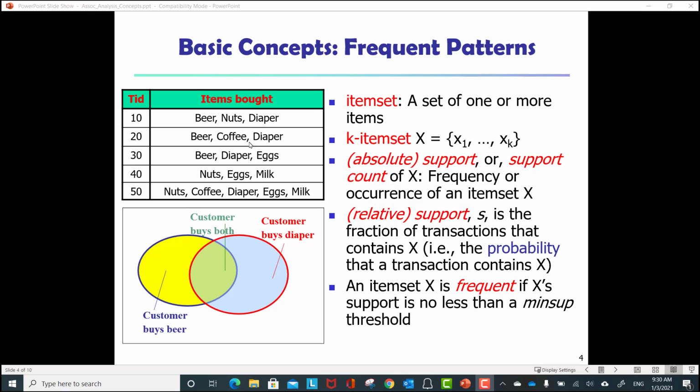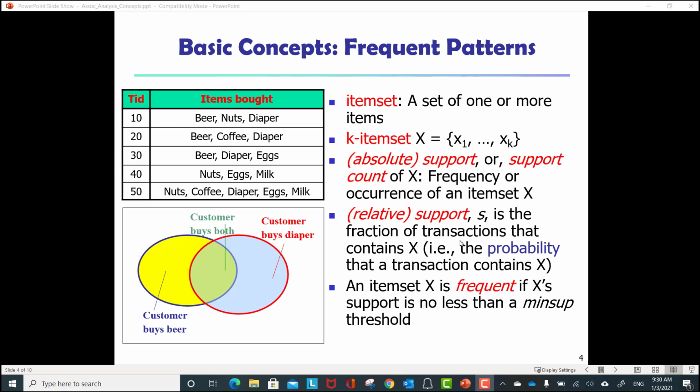Let me give an example. How about beer? One itemset of beer. So how many times did this occur? One, two, three. Three, right? So the absolute support for the one itemset beer is 3.